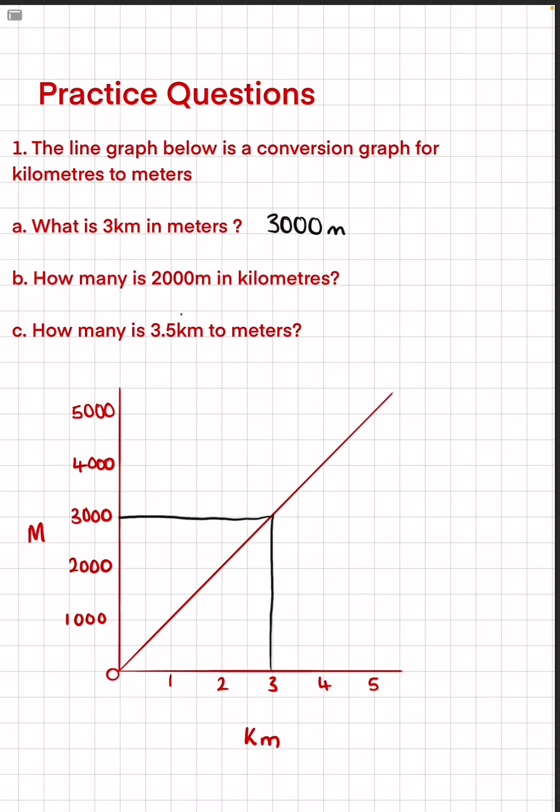The next question says how many kilometers is 2,000 meters? So we find 2,000 meters, which is here, and draw a line to the red line, and then draw a vertical line down. The answer is 2 kilometers.